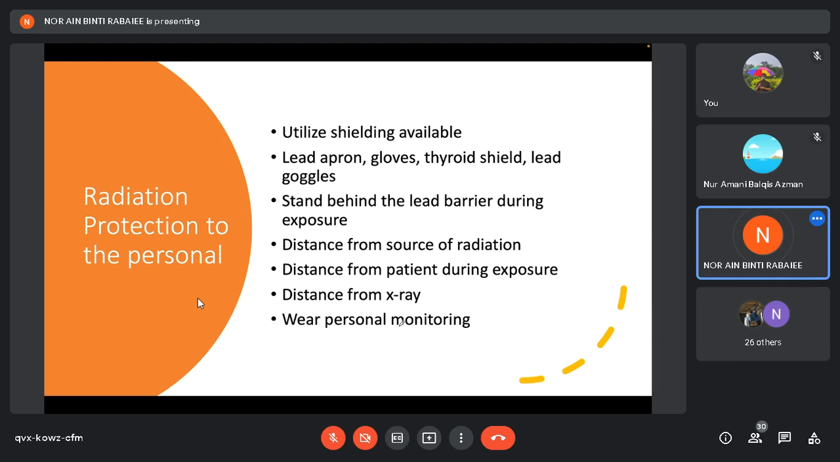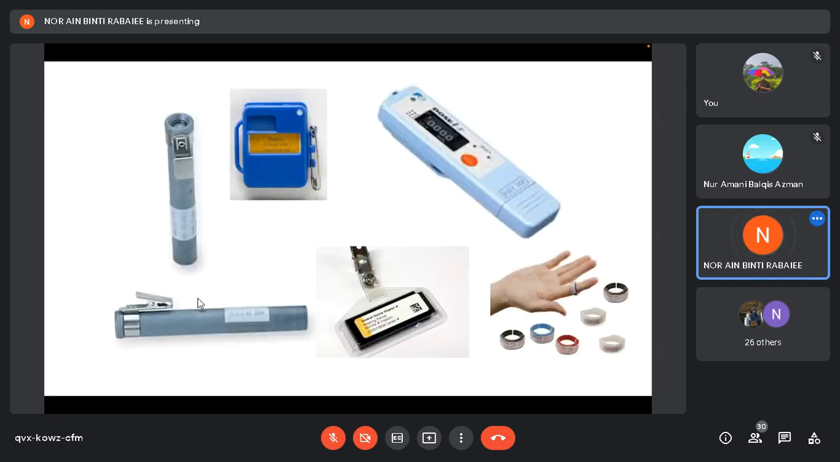Okay, radiation protection for the personnel. Utilize the shielding available. Examples of radiation protection for the radiation worker are a lead apron, gloves, thyroid shield, and lead goggles. What should the worker do to make sure he or she doesn't receive any unnecessary exposure? If possible, stay behind the lead barrier during the exposure. Whenever you don't need to be there, it is better to stay behind the lead barrier. Keep distance from the source of radiation, from the patient during exposure, and from the X-ray machine, and wear personal monitoring.